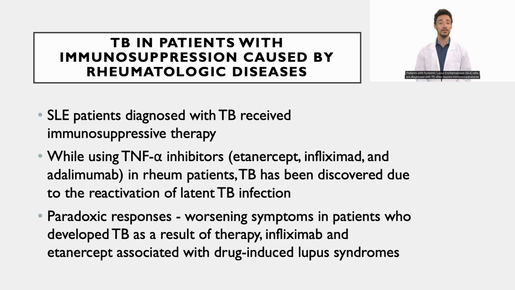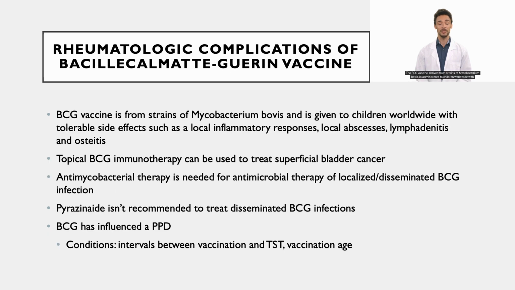Patients with systemic lupus erythematosus, SLE, who are diagnosed with TB, often require immunosuppressive therapy. In patients with rheumatic diseases, the use of TNF-alpha inhibitors, etanercept, infliximab, and adalimumab, has led to the discovery of TB due to reactivation of latent TB infection. Paradoxically, some patients who develop TB as a result of infliximab and etanercept therapy experience worsening symptoms associated with drug-induced lupus syndromes.